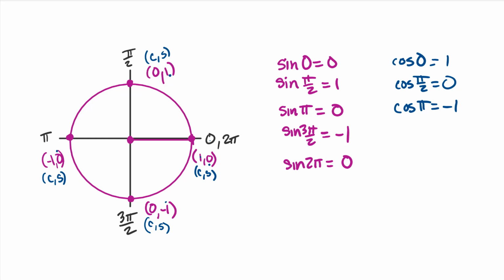Cosine of pi, this is one of my favorites. I overuse that one, so knowing cosine of pi is -1 would be helpful, at least for passing tests, because I like to use it quite a bit. So there we go. We got some values. Cool. Well, we're going to start graphing.